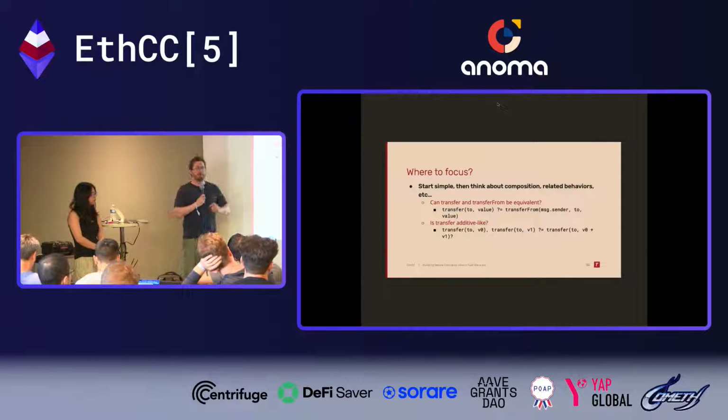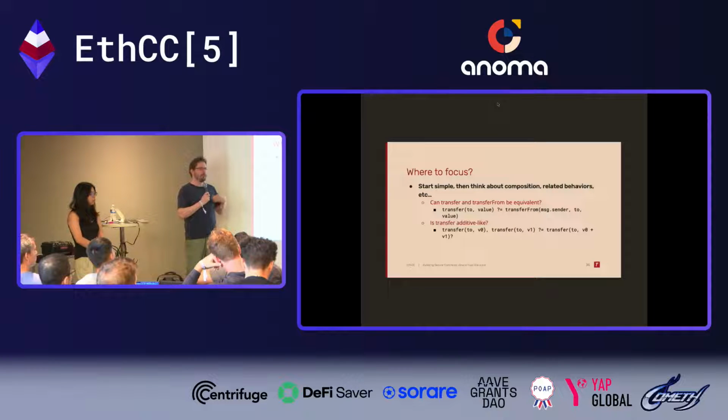Once you have really simple invariants, you can start to think about composition. You can start to think about function relations. Are there functions that should behave more or less the same? We took the example of the token. If you have a transfer and a transferFrom, and you call transferFrom where the from is the sender itself, should they behave the same? Yes, no? Is transfer additive-like?